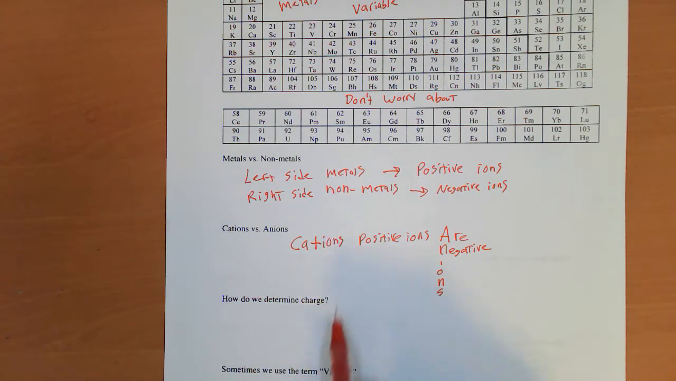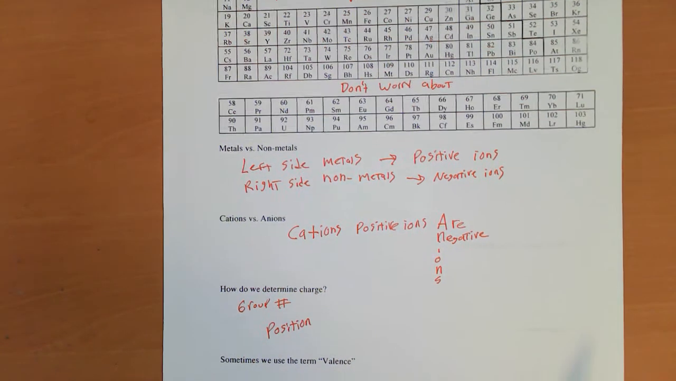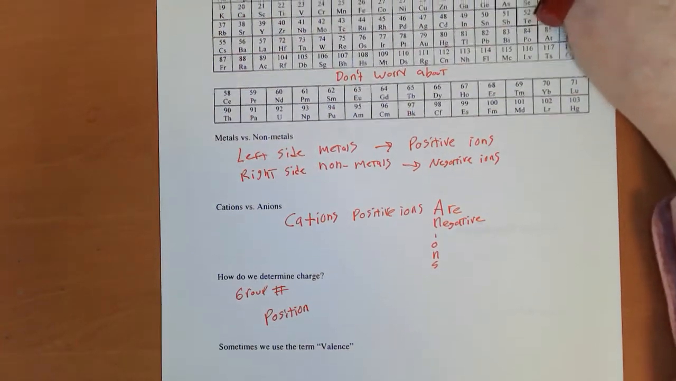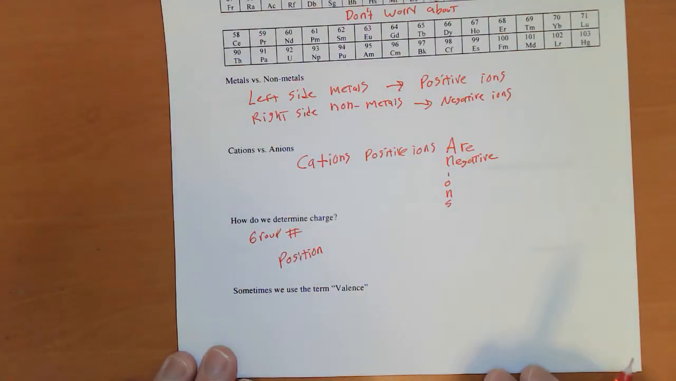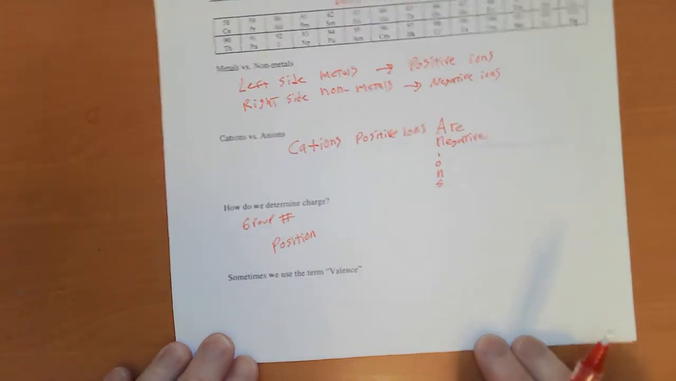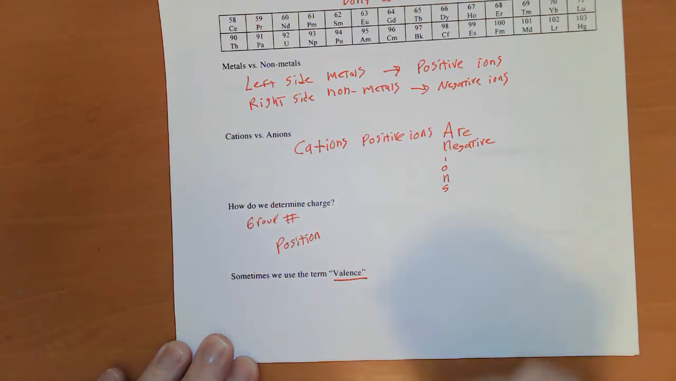Now, the charge is determined, as we said up here, by the group number or by the position that an element is in the periodic table. And that is going to become a really important thing for us over the next couple of weeks as we are working in formula writing. So we're going to do some exercises identifying charges, over and over again. Okay?